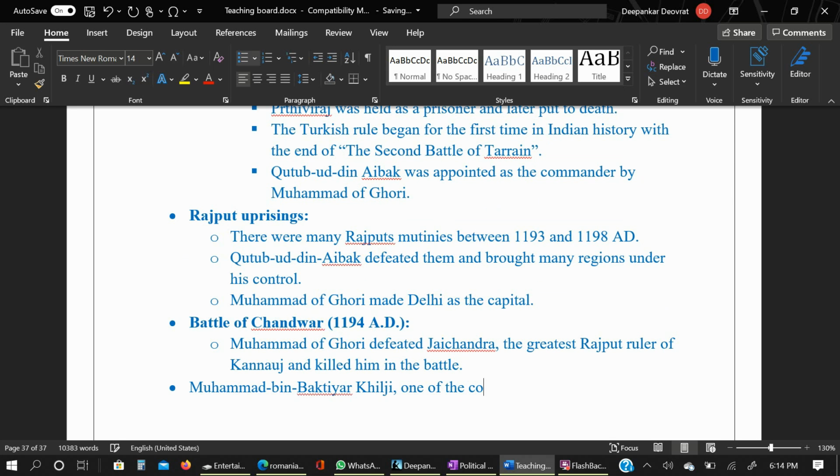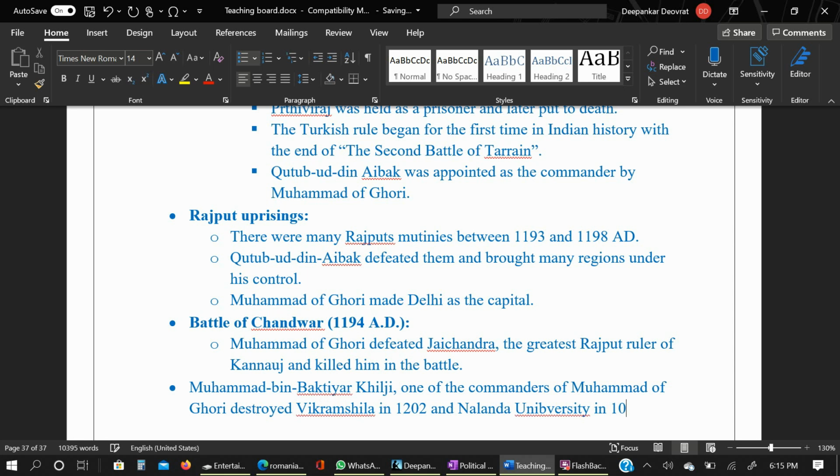So one of the commanders of Muhammad of Ghori destroyed Vikramshila in 1202 and Nalanda University in 1203 AD.